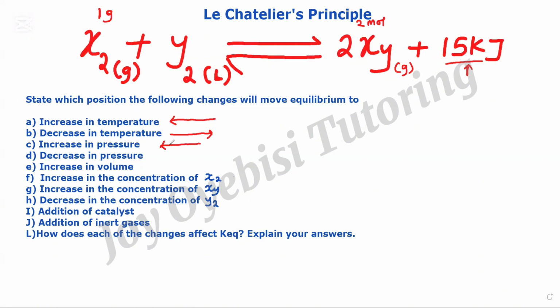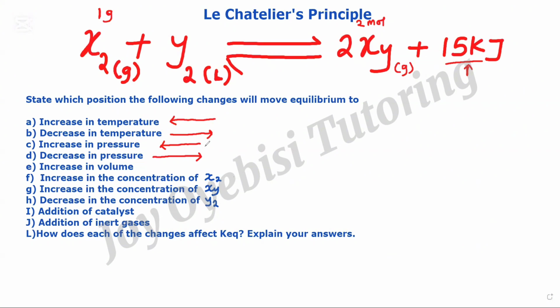So increase in pressure moves equilibrium to the left because we have only 1 mole of gas on the left, and on the right we have 2 moles. Now, when we decrease pressure, it means you're removing pressure from the side that has more. So equilibrium is going to move towards it in order to replace it. So it favors the side with more molecules of gas. Generally, decreasing pressure favors the side with more molecules of gas, but increasing pressure favors the side with fewer molecules of gas.